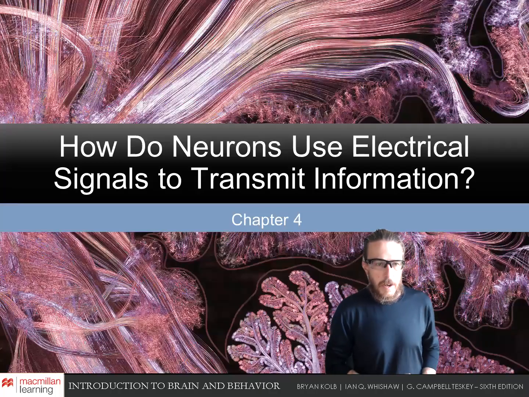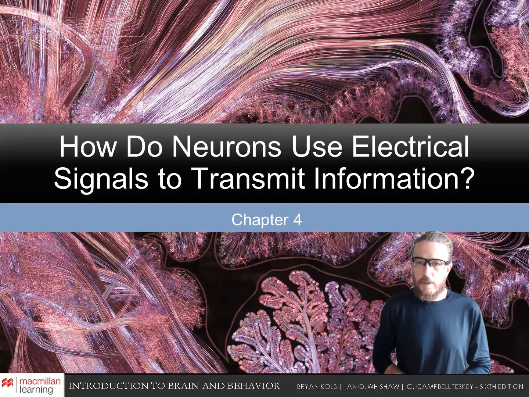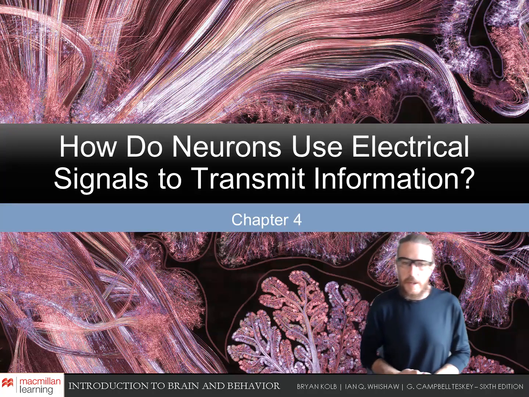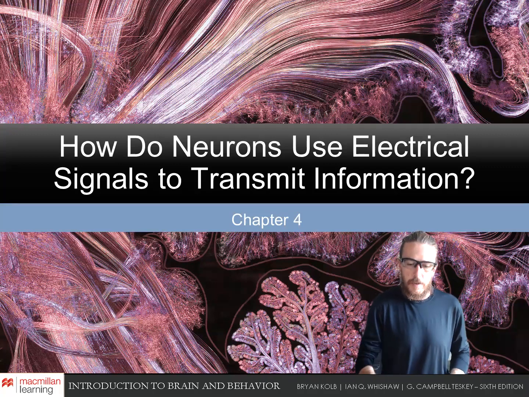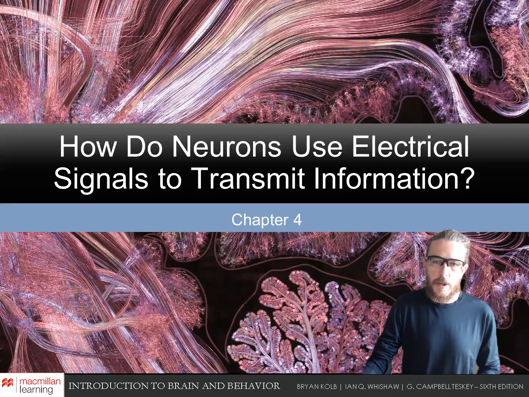Hello, class. Today we're going to talk about chapter 4 in the textbook, how neurons use electrical activity and electrical information to communicate. Next week, we'll talk about the chemical signaling that these neurons do at the same time through neurotransmitters, and that will bring us to the end of the material that will be on the first midterm.